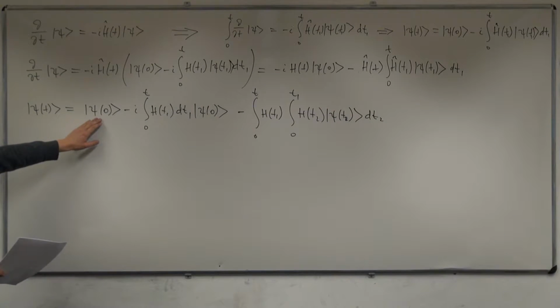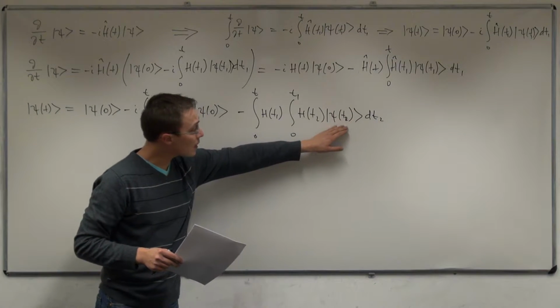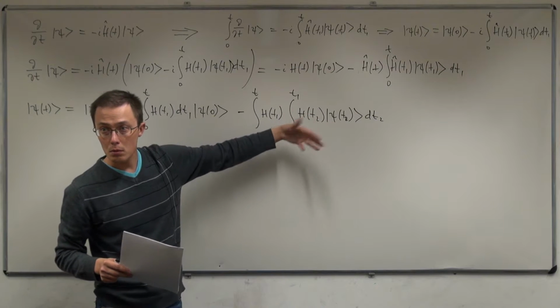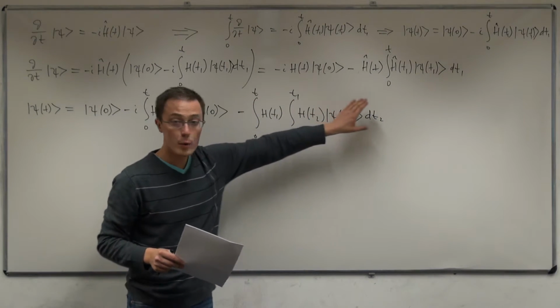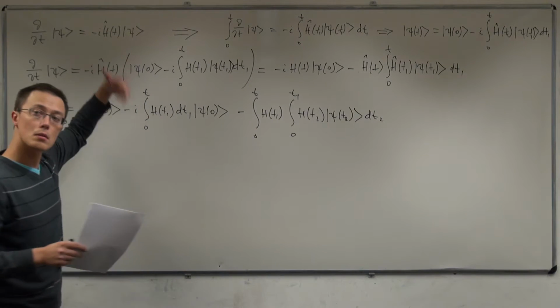So the psi 0 here, and the psi 0 here, and we only have the time-dependent psi, which we would need to solve for consistently, in the very last term. However, what would happen if we continue this procedure?